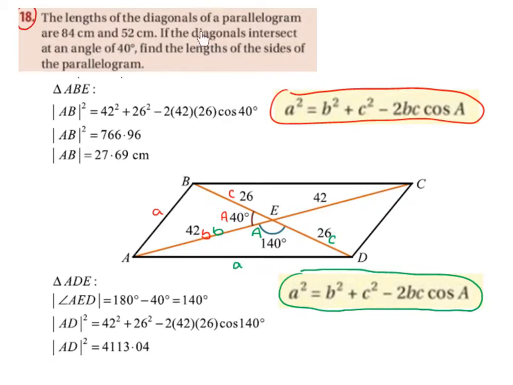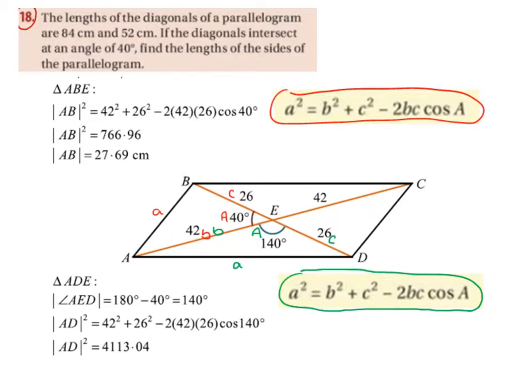I was told that the diagonals intersect at an angle of 40 degrees. So at the centre of our parallelogram we have four angles, and we were told that one of the angles is 40 degrees. Since this angle here is clearly less than 90 degrees and this angle here is clearly greater than 90 degrees, this angle must be the 40-degree angle. And the angle opposite that is also 40 degrees because opposite angles are equal.